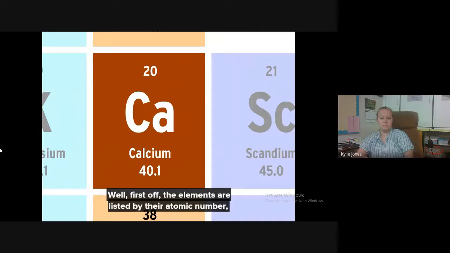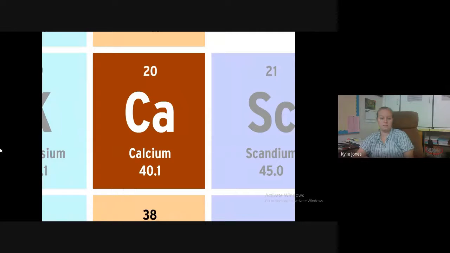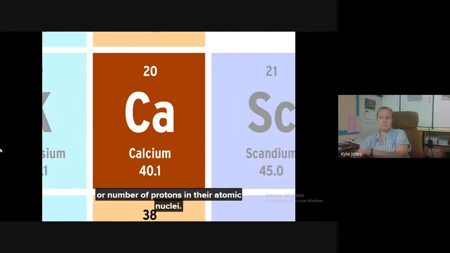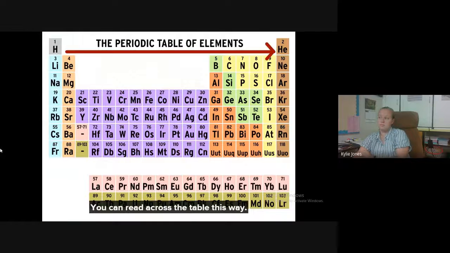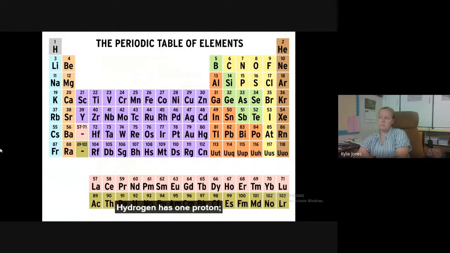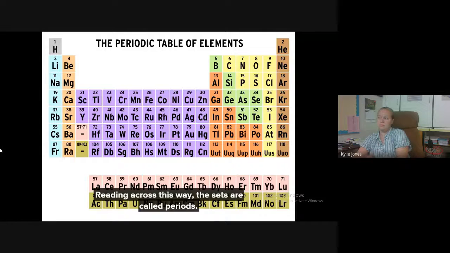Well, first off, the elements are listed by their atomic number, or number of protons in their atomic nuclei. You can find that here, along with the element's symbol, name, and relative atomic mass. You can read across the table this way. Hydrogen has 1 proton, helium has 2, lithium 3, beryllium 4, boron 5, and so on. Reading across this way, the sets are called periods.